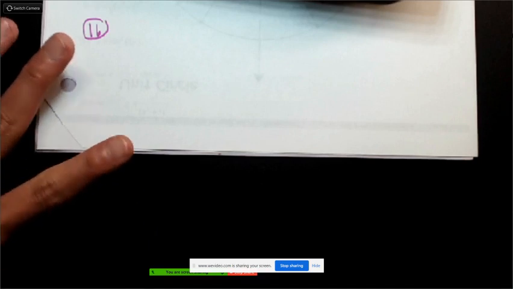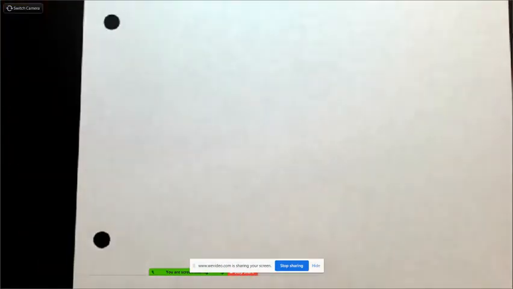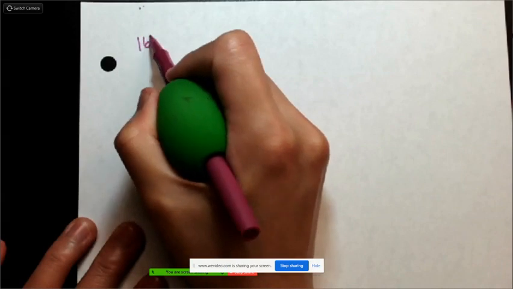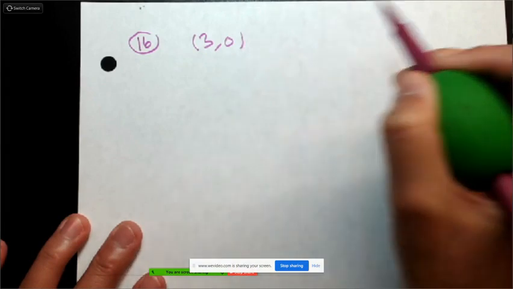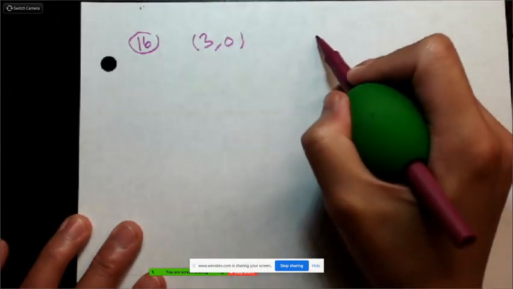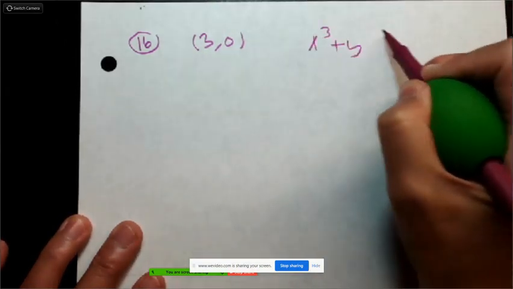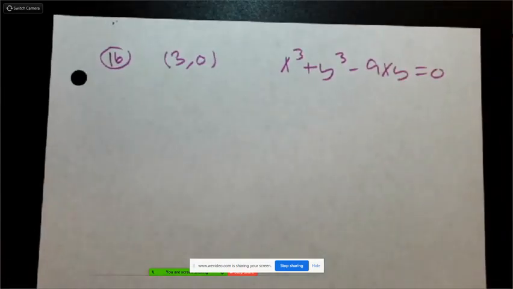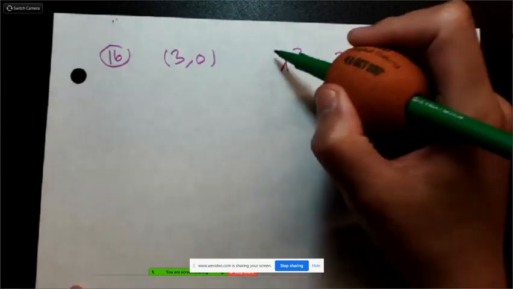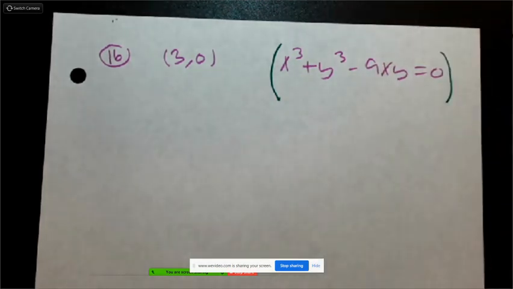Okay, we're looking for the equation of the tangent line. And actually, I'm going to need more room. Let me change. Move that one. Okay, on number 16. So they gave us the point to go through, which was (3, 0). And we are looking for the tangent line to x cubed plus y cubed minus 9xy equals 0. Let's go ahead and find the derivative of this function real quick with the partner. Everybody, let's all derive. We are on number 16.